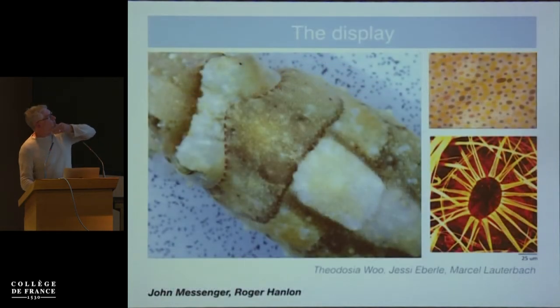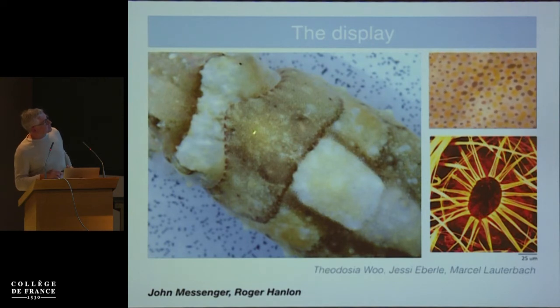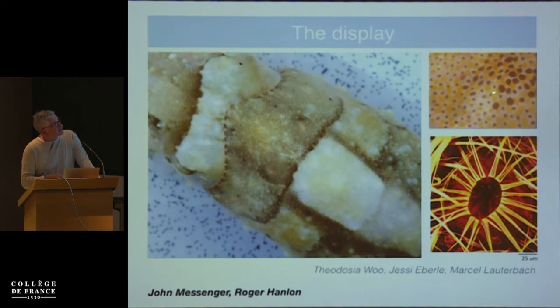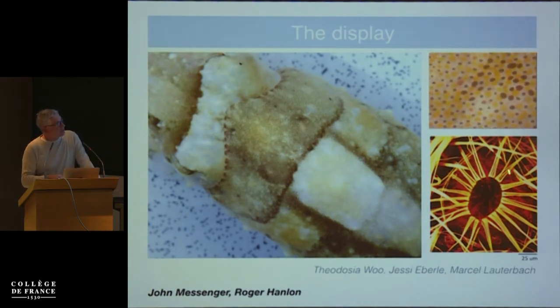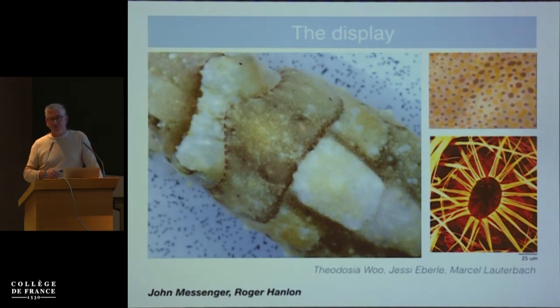So the goal that we had is to study the display of this system, which is this array of pigment cells that are called chromatophores, which you can see in action here. You can see them expand and contract, and they do this through the action of a set of radial muscles, about 20 of them per chromatophore, that are controlled by a very small number of motor neurons.